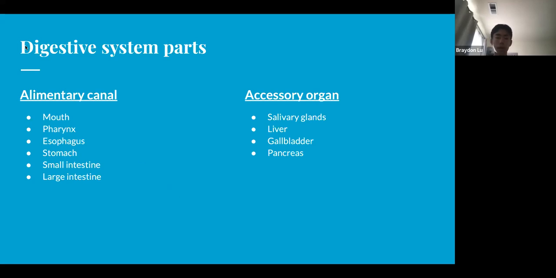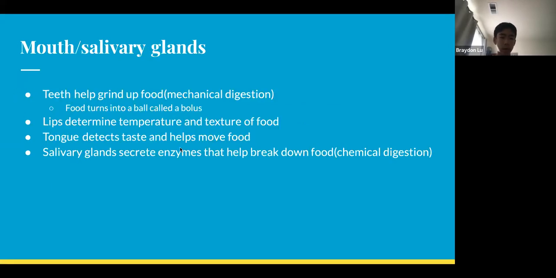All right, the digestive system. There are two main parts of the digestive system. There's the alimentary canal, which is sort of this very long tube that goes throughout your body. And then there's the accessory organs, which are connected to the alimentary canal and just sort of help it do its thing.